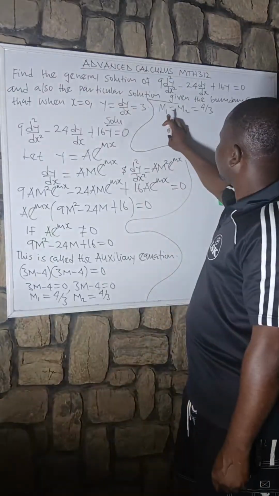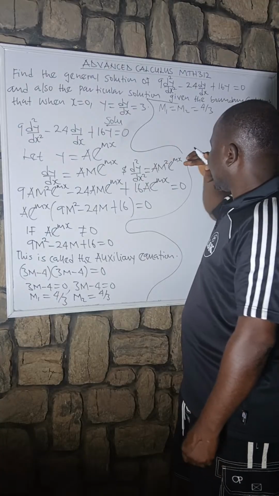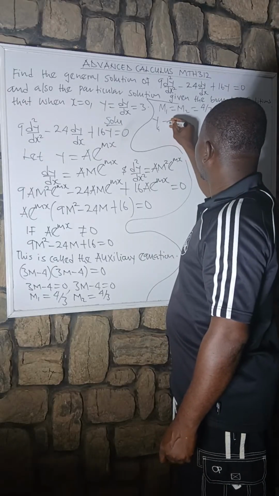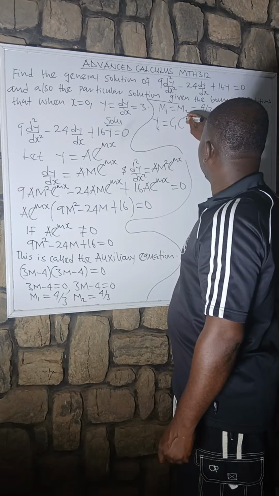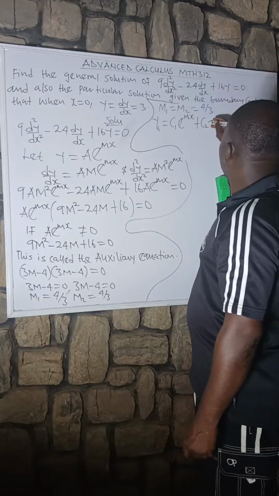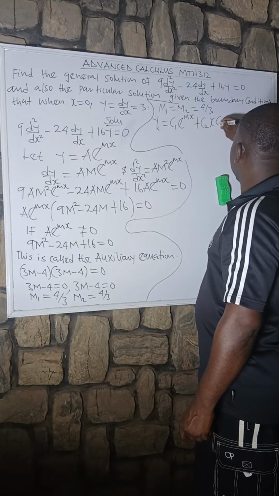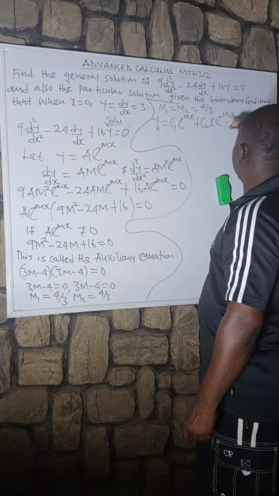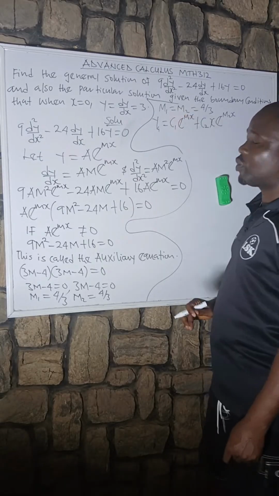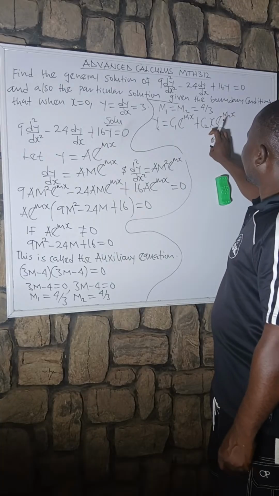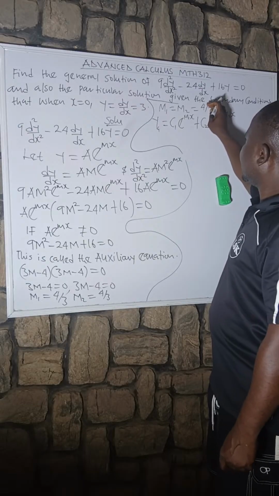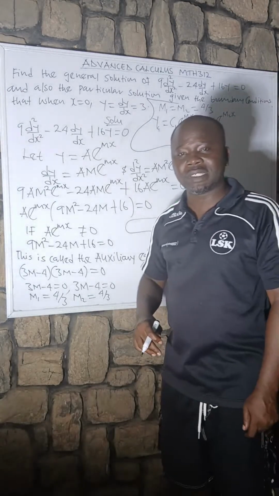So when you have the same real root, it means the general solution will now be in this form. General solution is equal to C1 exponential M1x plus C2 x exponential M2x. The reason why x is added here is that M1 is equal to M2. That is why x is added here, because they have the same answer, 4 over 3. Do you agree with me?